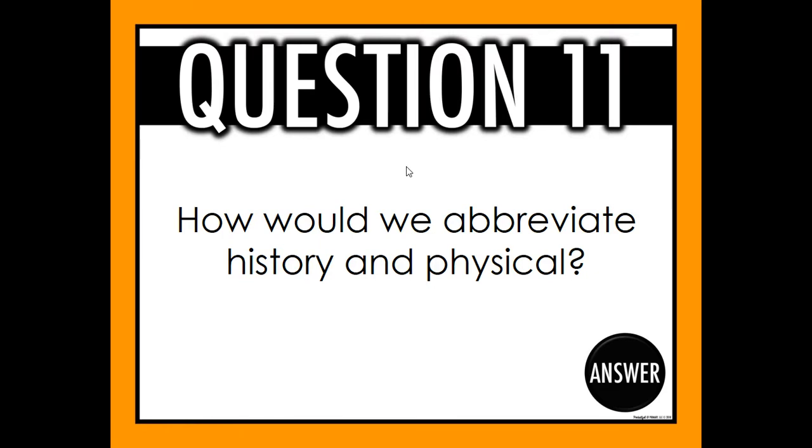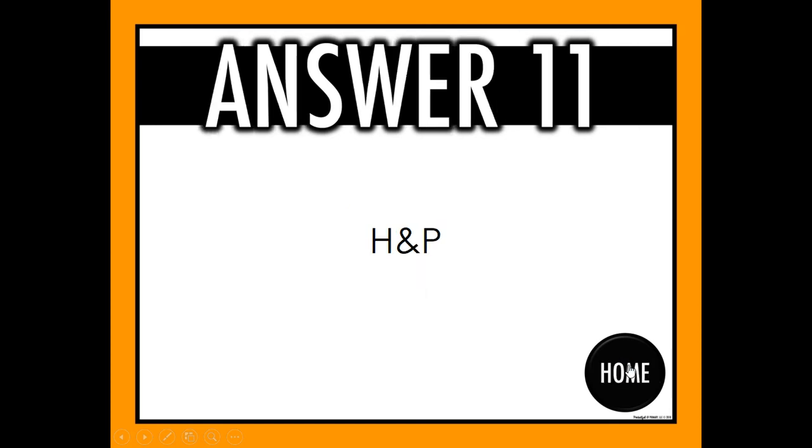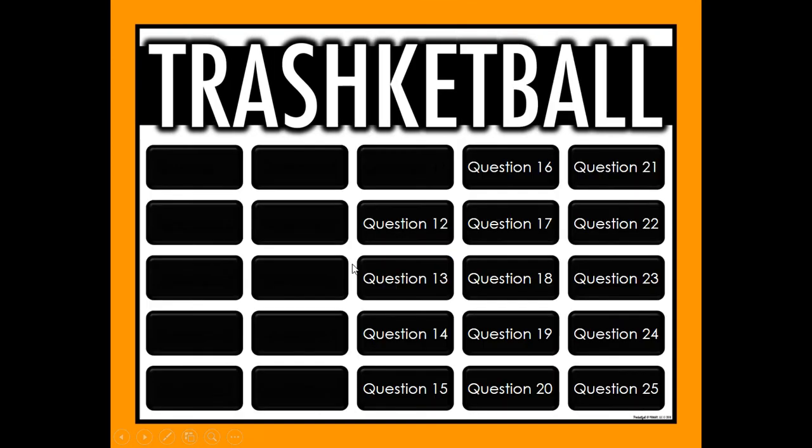Question number 11. How would you abbreviate history and physical? Here we go. H and P.